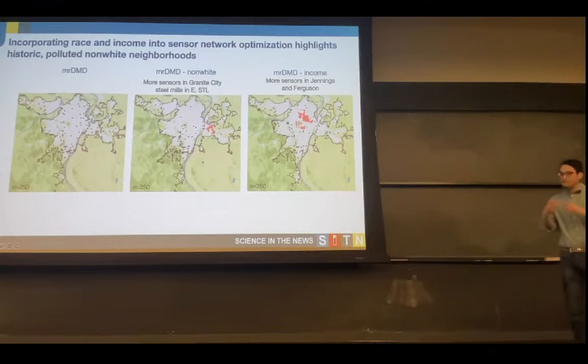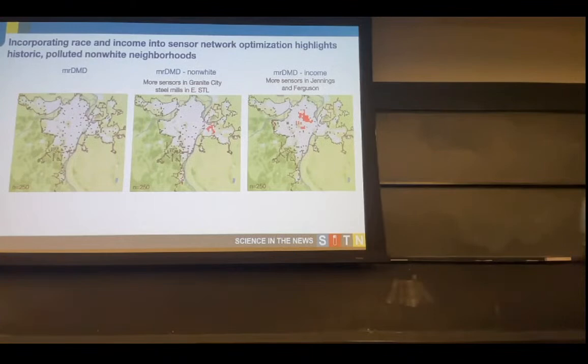Louis, also in an area called Granite City. Granite City has a well-known polluting steel mill that's been a long driver of pollution, and we capture this within this data set. We say that this is an area that should be monitored more.